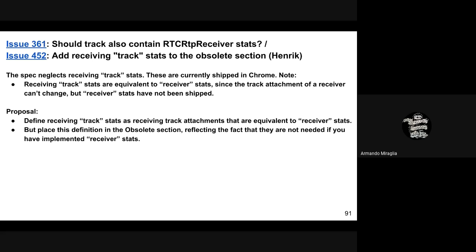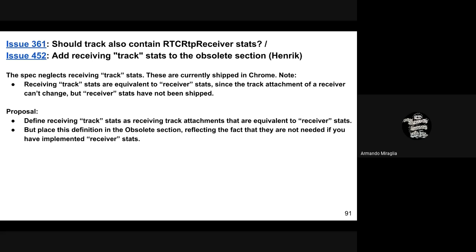The proposal on this slide is add to the obsolete section documenting the fact that you can also have receiver track stats, because this is what Chrome has shipped. We should document what implementations do. So is there any objection to that? What's the issue?